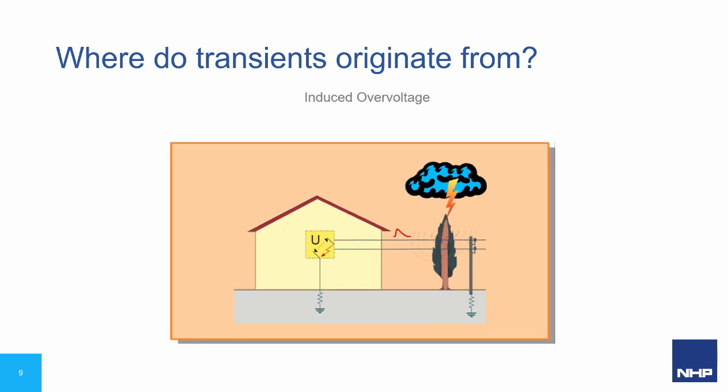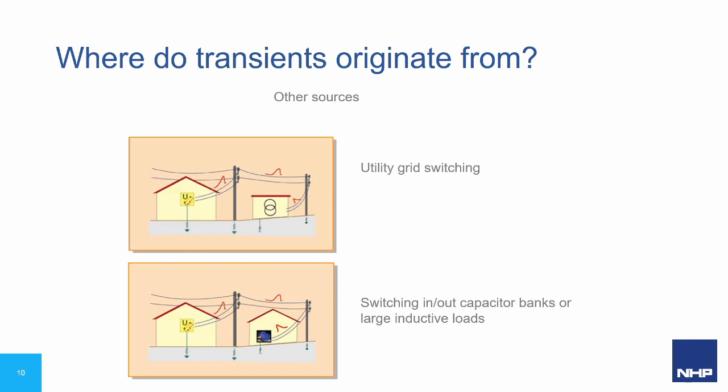Induced overvoltage is where lightning strikes a nearby object, which causes a large electromagnetic pulse of energy. This energy is induced onto the nearby power lines and can then propagate into a facility's electrical system, potentially damaging equipment. Induced overvoltages are typically lower in energy than conducted overvoltages. Other common sources of overvoltage transients are utility grid switching, switching capacitor banks, or switching largely inductive loads.